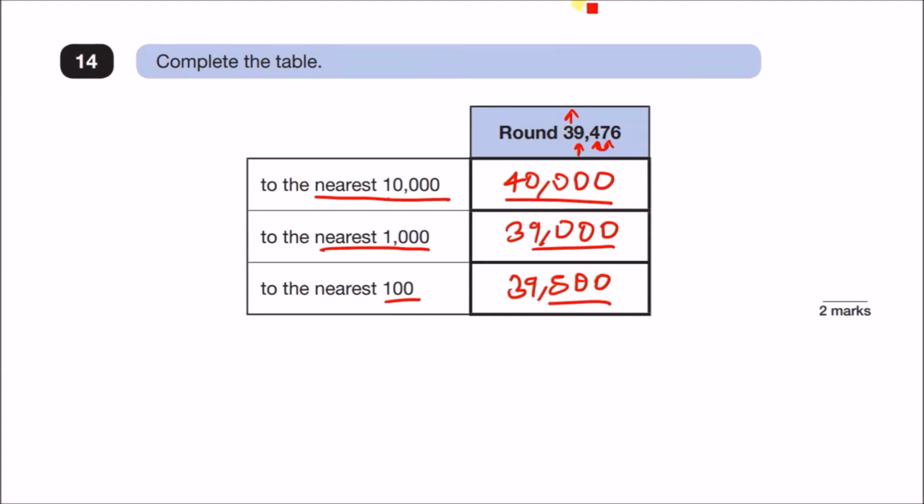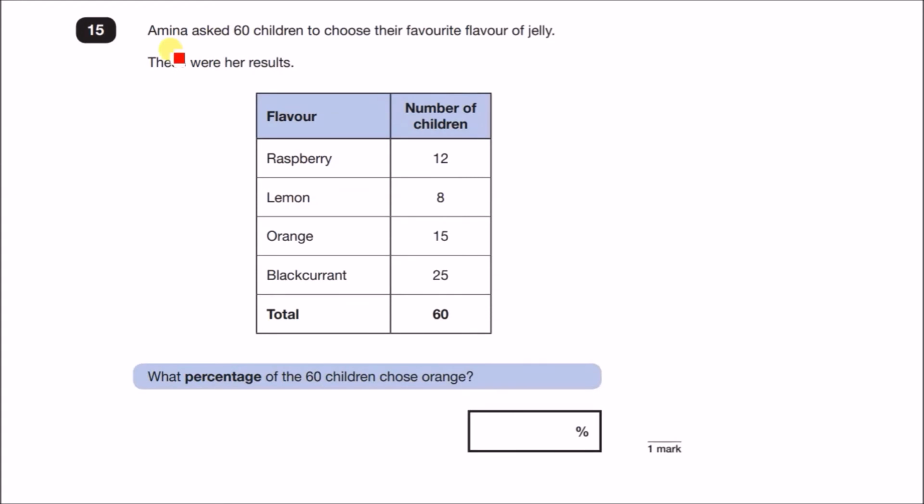This is all done. Alright, so here Amina asks 60 children to choose their favorite flavor of jelly. These were her results. So you've got 4 different flavors, and these were the number of children who liked each of these 4 flavors, right? What percentage of the 60 children chose orange? Well, we can see there were 15 children who chose orange, and out of 60, we have 15 out of 60. Now, for these kinds of questions, it's always good to cancel down the fraction, yeah?